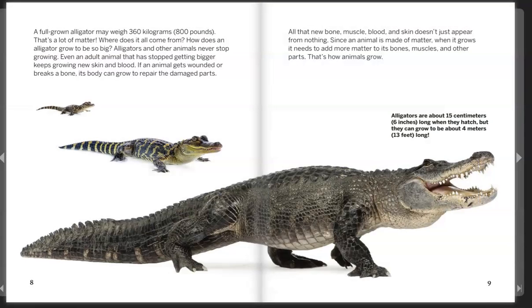A full-grown alligator may weigh 360 kilograms or 800 pounds. That's a lot of matter. Well, where does it come from? How does an alligator grow to be so big?